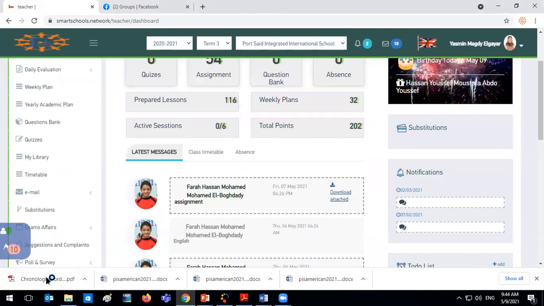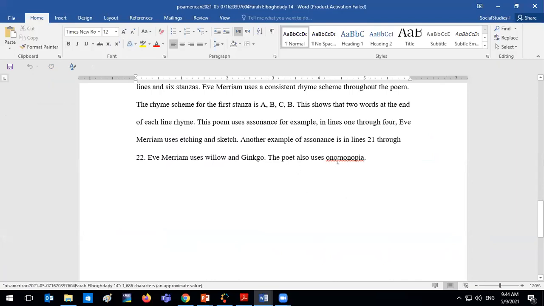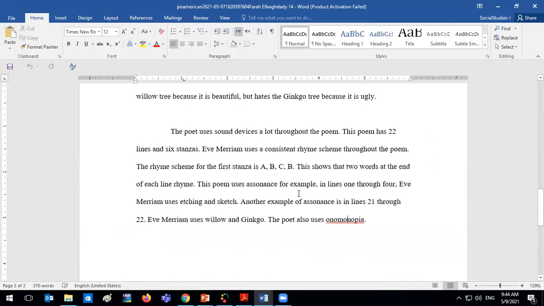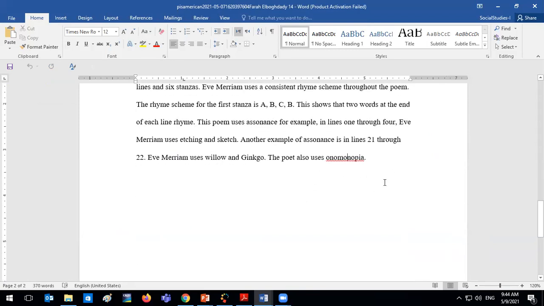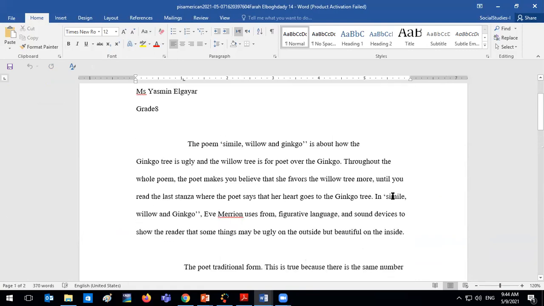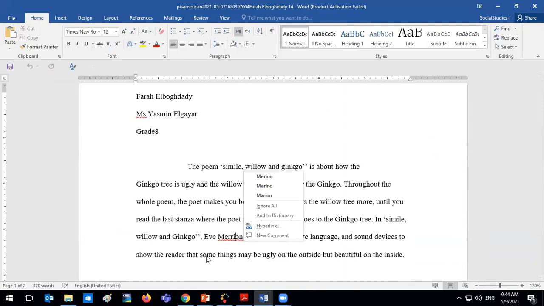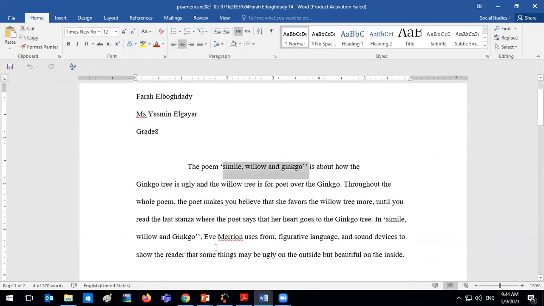Did you send it over? The poet uses also onomatopoeia. Okay, so this is your end. This is the end of the essay, or is there more? So this is your end. Are you following the instructions that I posted on the PowerPoint? Are you following correct capitalization here for the title of the poem? Are you spelling the poet's name correctly?